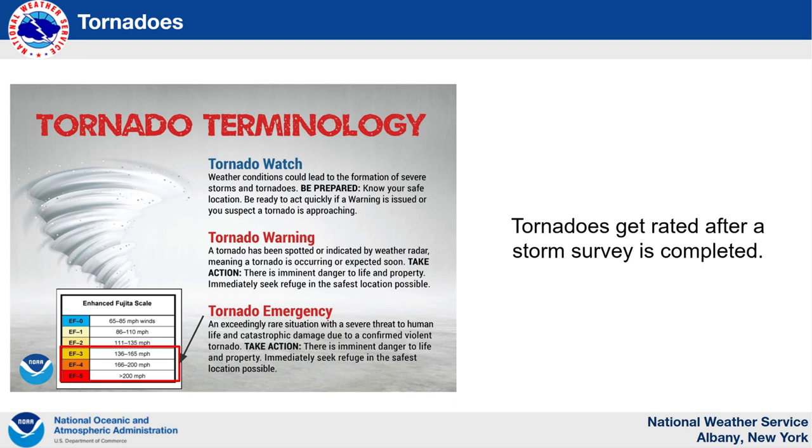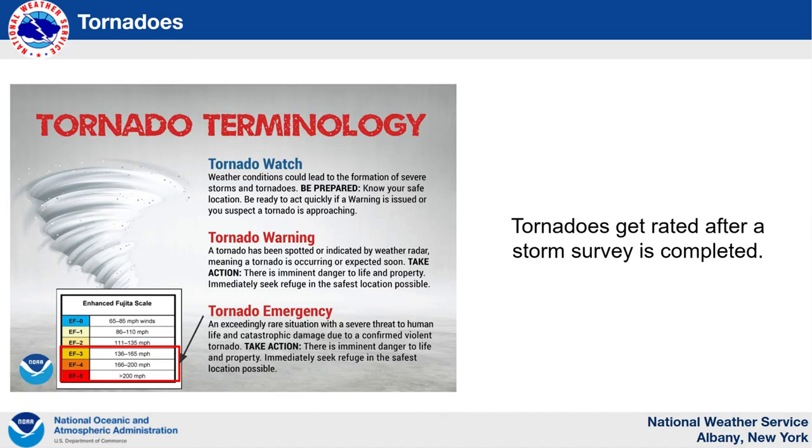First, in terms of the Weather Service, when we issue a tornado watch, that's issued in collaboration with the Storm Prediction Center in Norman, Oklahoma, and neighboring offices. And this means that weather conditions could lead to the formation of severe storms and tornadoes. Be prepared, know your safety locations, be ready to act quickly if a tornado warning is issued or you suspect a tornado is approaching. Again, watch means that it's possible. Doesn't mean that it's imminent or will occur.